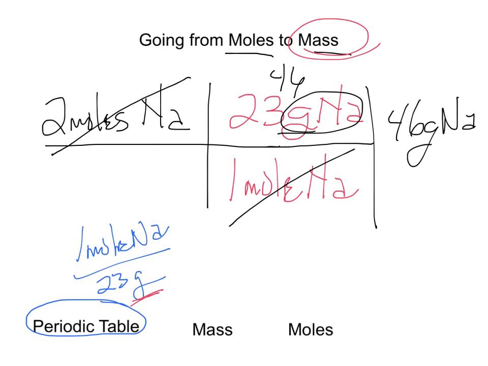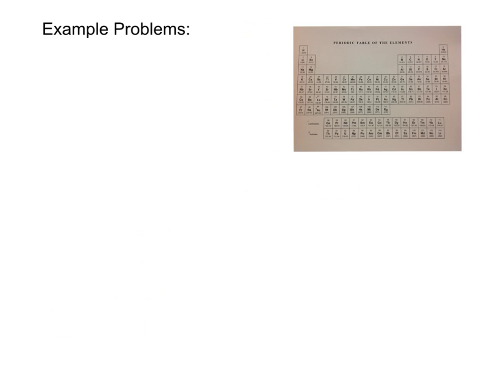So whichever direction I want to go, I put on top. If they're asking me to go to mass, mass goes on top. If they're asking me to go to moles, I put moles on the top and the other one at the bottom. Now an example problem.